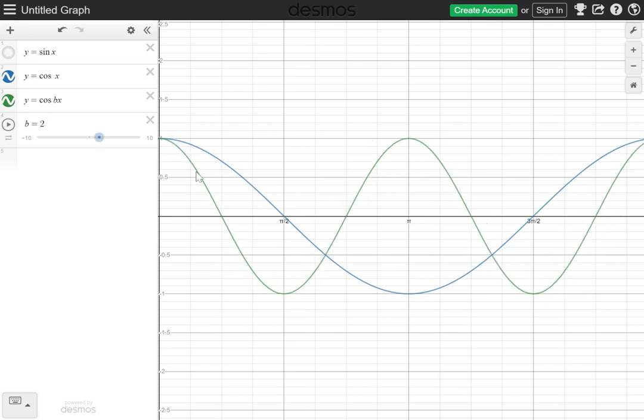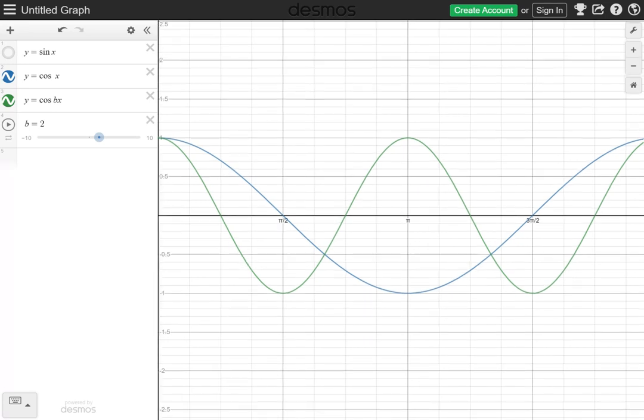now what happens is my graph has a shorter period. Instead of taking 2 pi to repeat, it's repeating at pi. The way you come up with that is that it is 2 pi over b. So in this case, b is 2. I'm doing cosine of 2x. 2 pi divided by 2 is pi. So it's going to repeat every pi units.